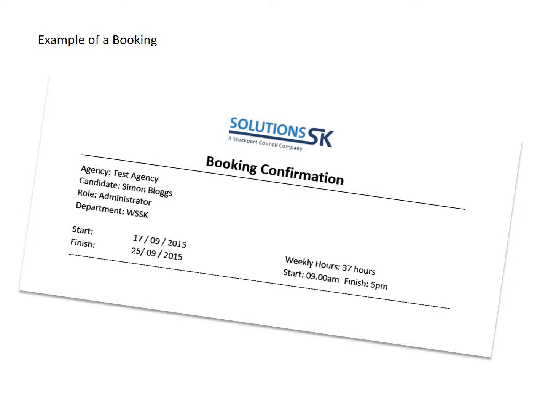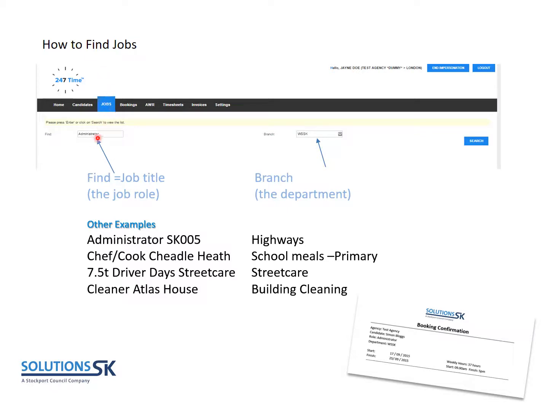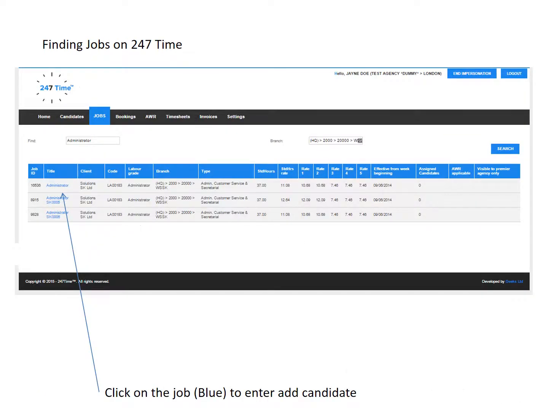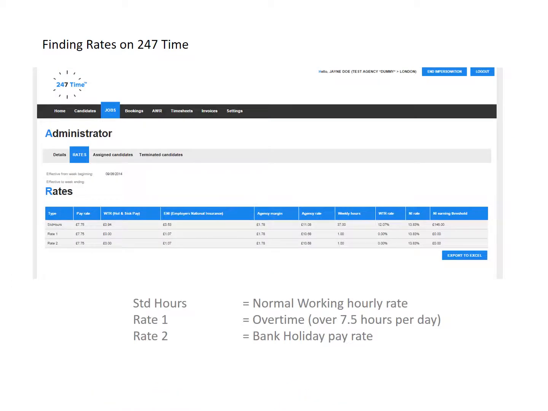So within the system, what you do is click on jobs, and you'll see two boxes. The first box is the title, the job role that your candidate's going to be working, and the second is the location. This will be given to you in your confirmation, and then click on search. What comes up, in this case I've used administrator, is the administrator roles in this particular location. When you find the one that you actually want, you just click on the blue, go and assign your candidate, and you can see details of the job.